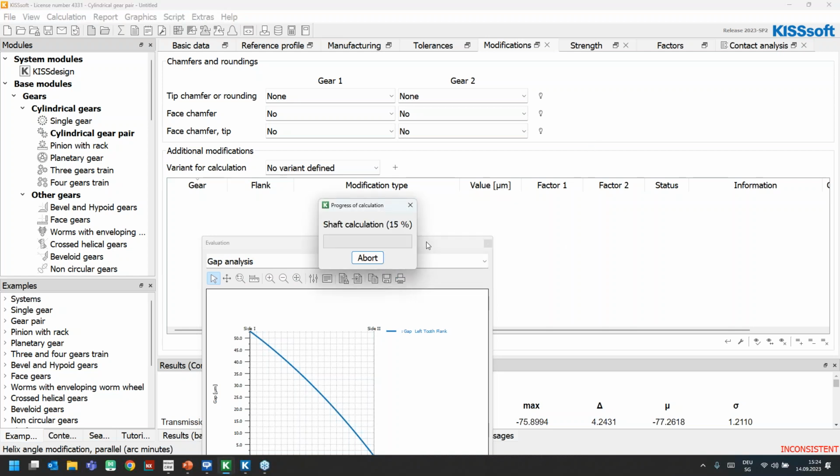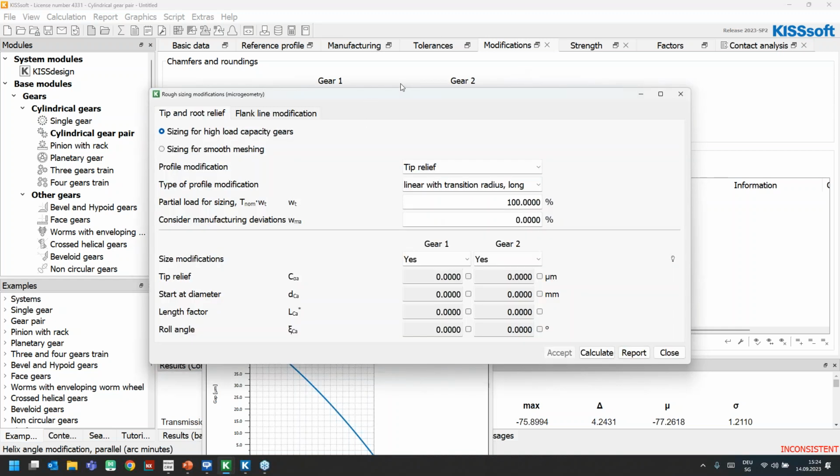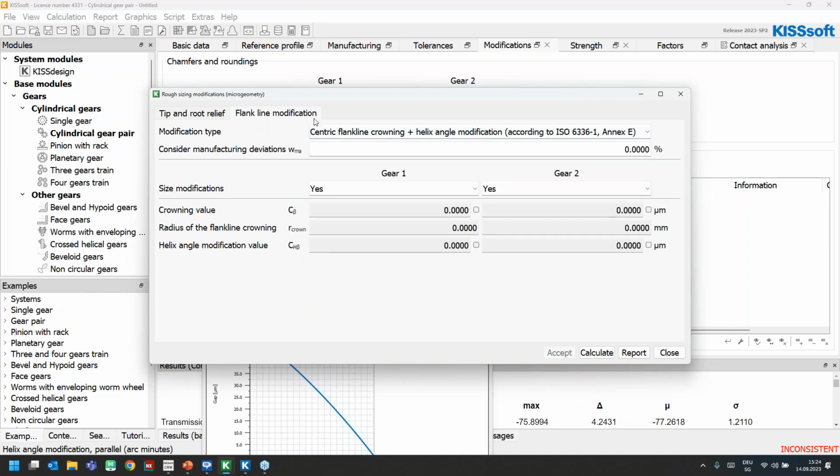Just a moment, it's still calculating. The idea is that the software will give us a rough proposal as a starting value for the modification, which you can then finally tune and tweak to find the optimum. So to do so, we go to the tab Flank Line Modification, and you can see we are sizing here a centric flank line crowning plus a helix angle modification.